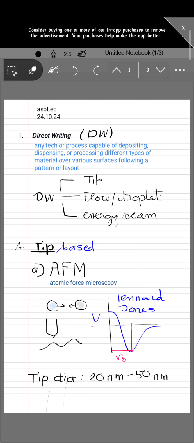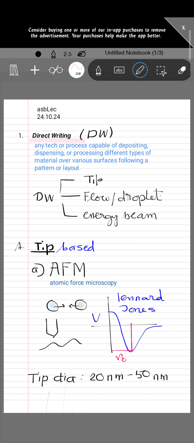Hello students, in this lecture we will be discussing some fabrication processes of nanomaterials and nanostructures, and we will discuss direct writing. Direct writing is a process by which we can deposit or dispense any material over any substrate depending upon the conditions. Basically, there are three ways categorically that are used in direct writing.